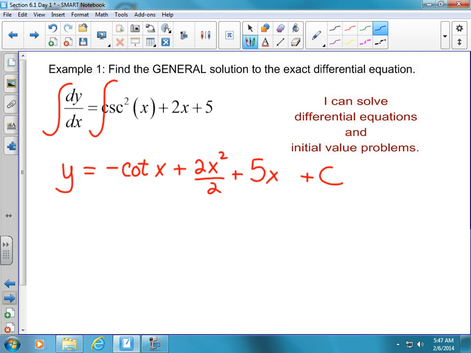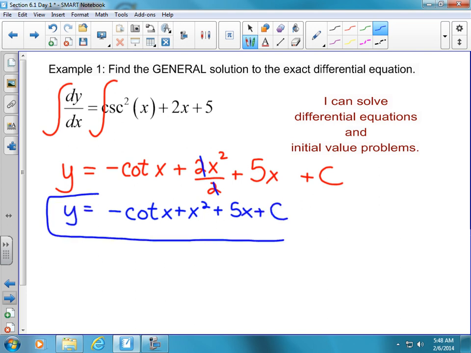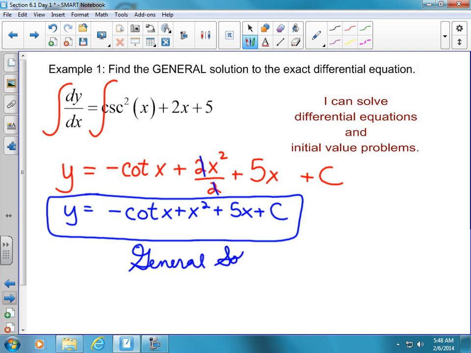We might want to clean it up by taking off these 2's. Plus x squared plus 5x plus c. All right, and that is your solution to your differential equation. This is called a general solution, except you have to be able to spell. A general solution. That's because we don't have a specific number for c. We just add a c constant.